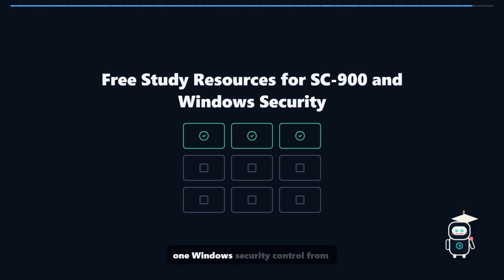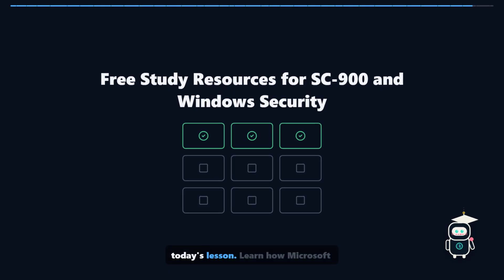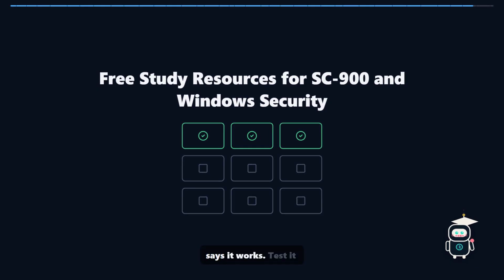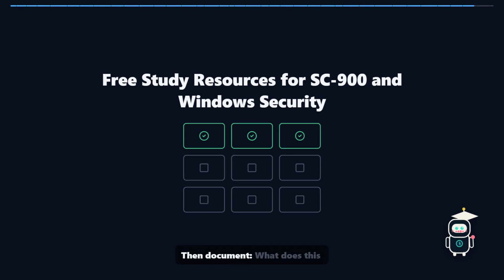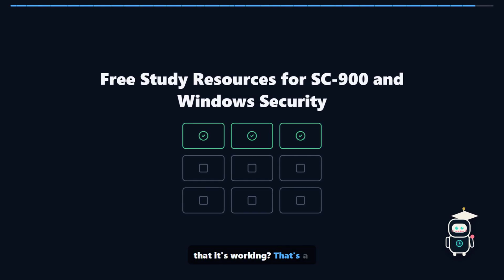Pick one Windows security control from today's lesson. Learn how Microsoft says it works. Test it safely on a device or lab you're authorized to manage. Then document: What does this control protect? What doesn't it protect? How would I verify that it's working? That's a much better learning strategy than memorizing a list of security settings.